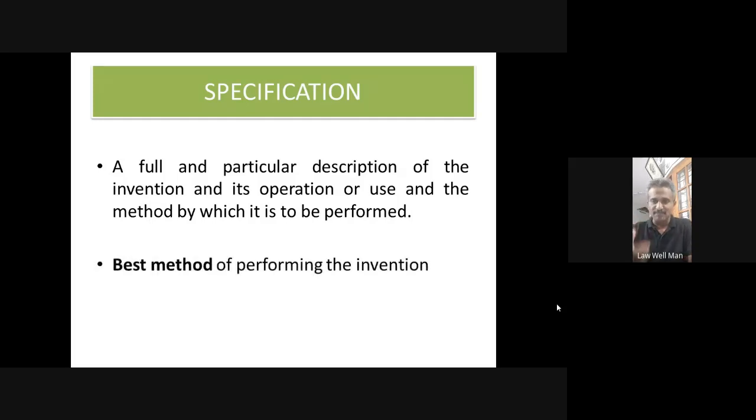Now, best method. Best method may be the easiest method, the less cumbersome method, the less expensive method, which came to your knowledge, which you are familiar with. So the best method of performing the invention should be particularly and comprehensively described in the specification.